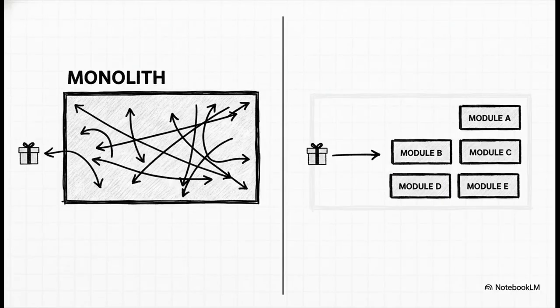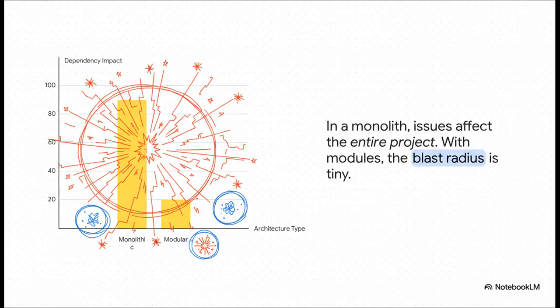Our 6th pillar tackles something that gives a lot of developers nightmares: dependency management. It can be a real headache in big projects, but modules help a lot. So instead of adding a third-party library to your entire app, you can scope it to only the specific module that actually needs it. And this chart shows you the impact. In a monolith, if a dependency has an issue, the blast radius is huge. It can affect the whole app. With modules, that blast radius is tiny. This means fewer version conflicts and much safer upgrades.